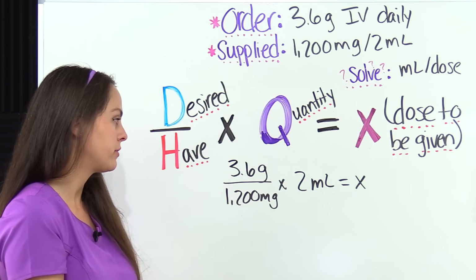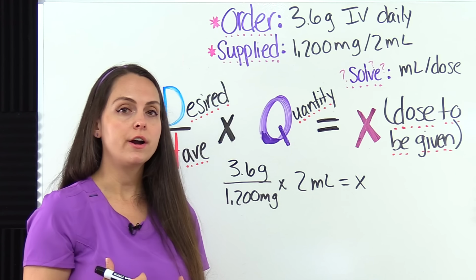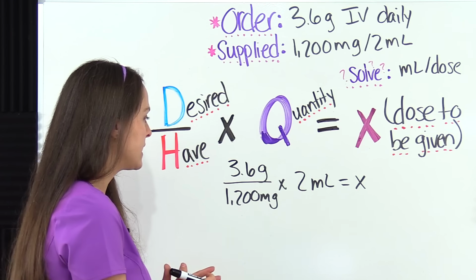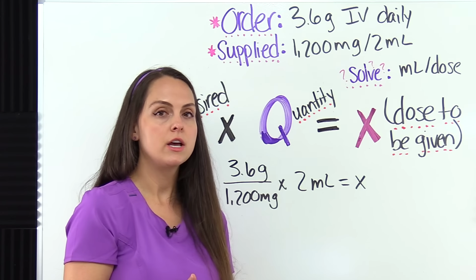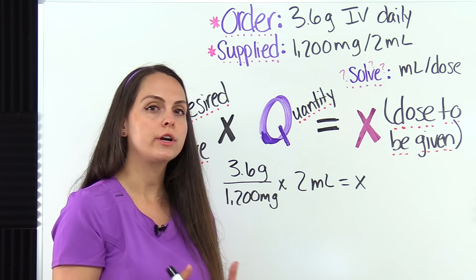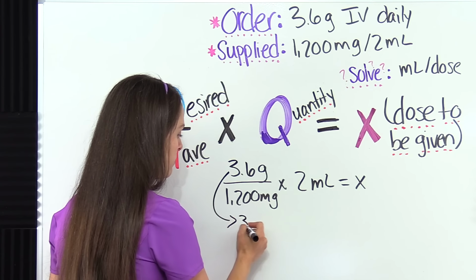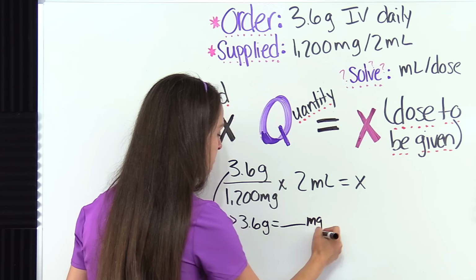We have grams here, milligrams there. So what we need to do is take an extra step and convert so then we can solve. So what we're going to do is we need to get this to milligrams. On hand, we have milligrams. So let's take our physician's order and convert that to milligrams. So what we need to figure out is 3.6 grams equals how many milligrams?